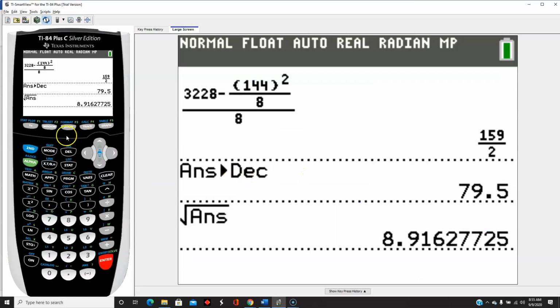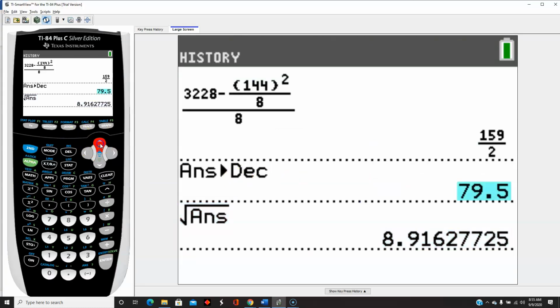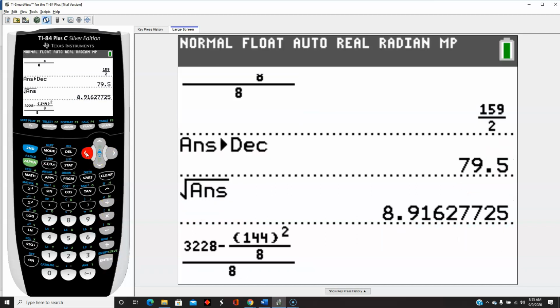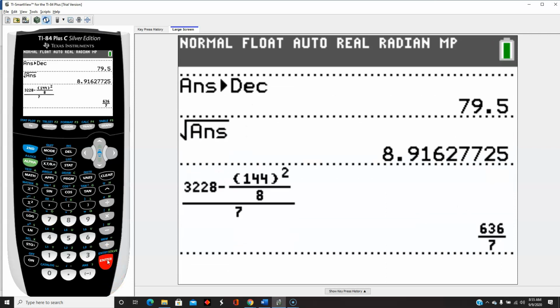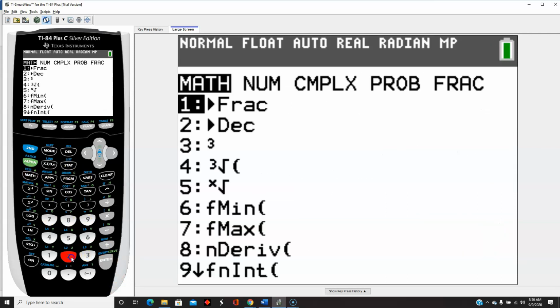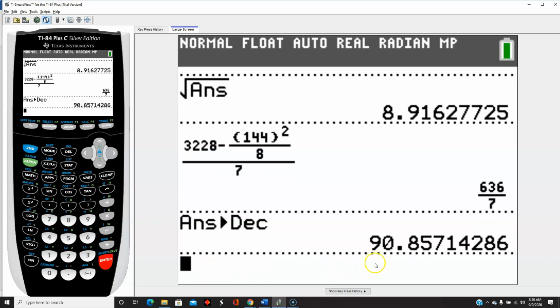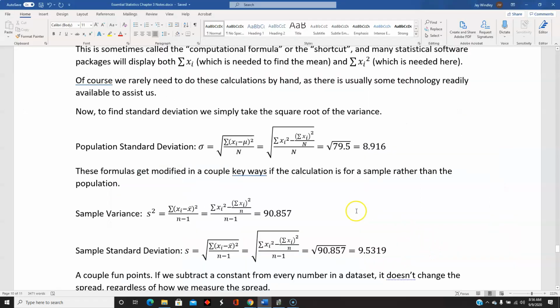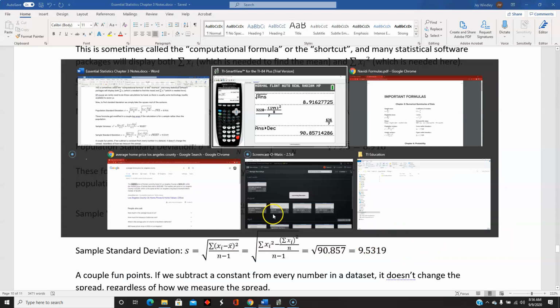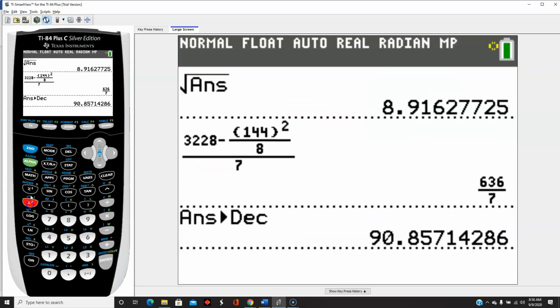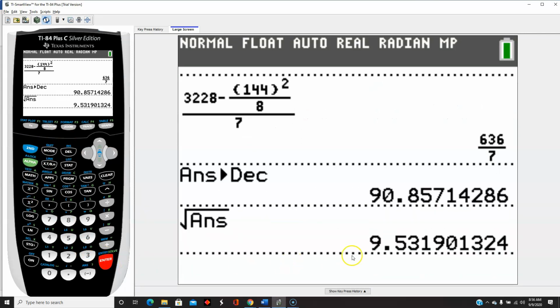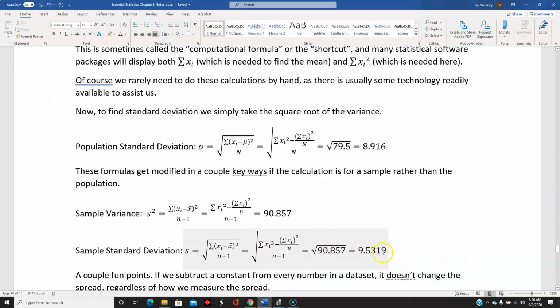Okay. Now, all I have to change is the very bottom denominator. If that very bottom number gets changed to a 7, n minus 1, and everything else stays the same, that gives me this, which I would like to know as a decimal. That's 90.857, which you see right here. And then if I take the square root of that answer, that's 9.53, which you see right here.